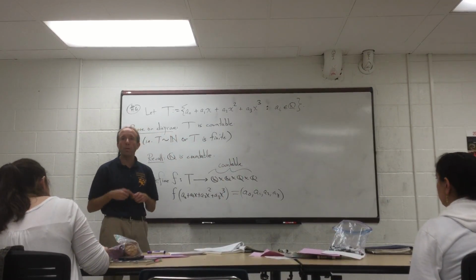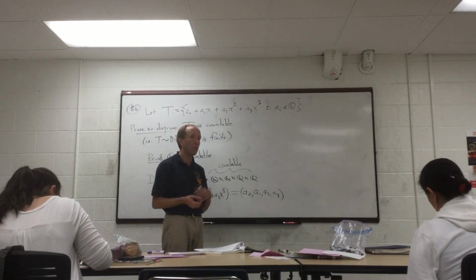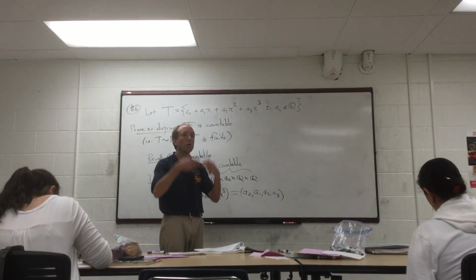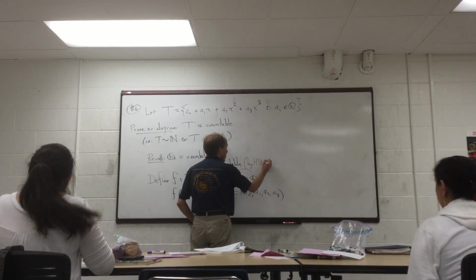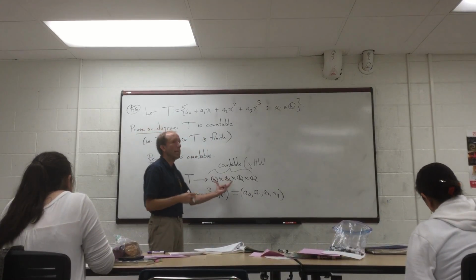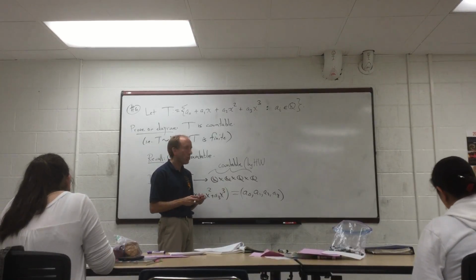One is you can just simply cite a homework problem where you prove that if A is countable and B is countable, then so is A cross B. You could just mention, this is countable by homework. Or another way to do it is to express this as a countable union of countable sets. You could do that as well.